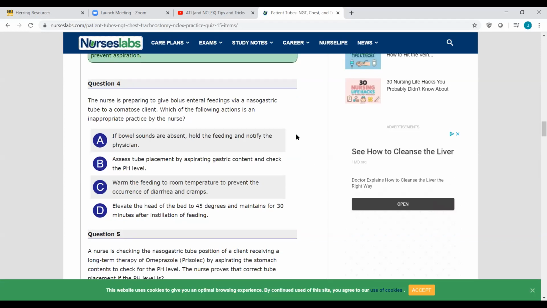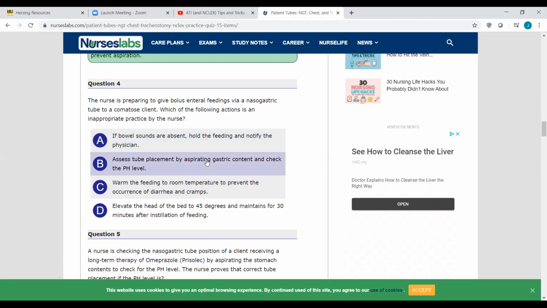All right, the nurse is preparing to give a bolus enteral feeding via a nasogastric tube to a comatose client. Which of the following actions is an appropriate practice by the nurse? Elevate the head. D. I think it's, oh wait, just kidding. No, it's not. Is D, I think. Yeah, because let's look at the other ones. So if bowel sounds are present, hold the feeding. Why would that be? We want bowel sounds. That's just showing us that they have a good gut, that it's working.